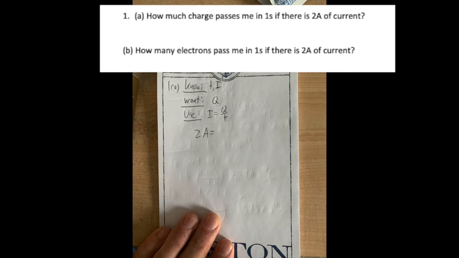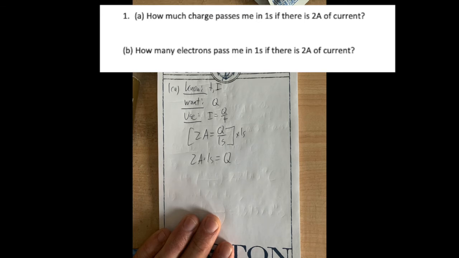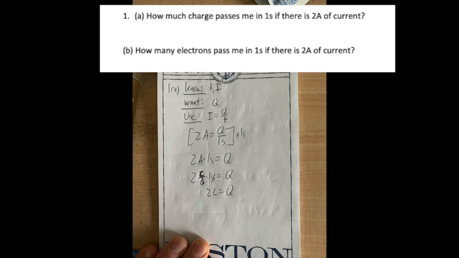So we know I, we know we want Q, we know T, so we use the equation. I equals Q over T. I is 2. What's Q? That's right, Q is we don't know it. We leave it blank. So we go through, solve it for Q. You get 2 amps times seconds. Amps is coulombs per second, so the seconds cancel out, and you get that you would have 2 coulombs of charge passing you in a second.